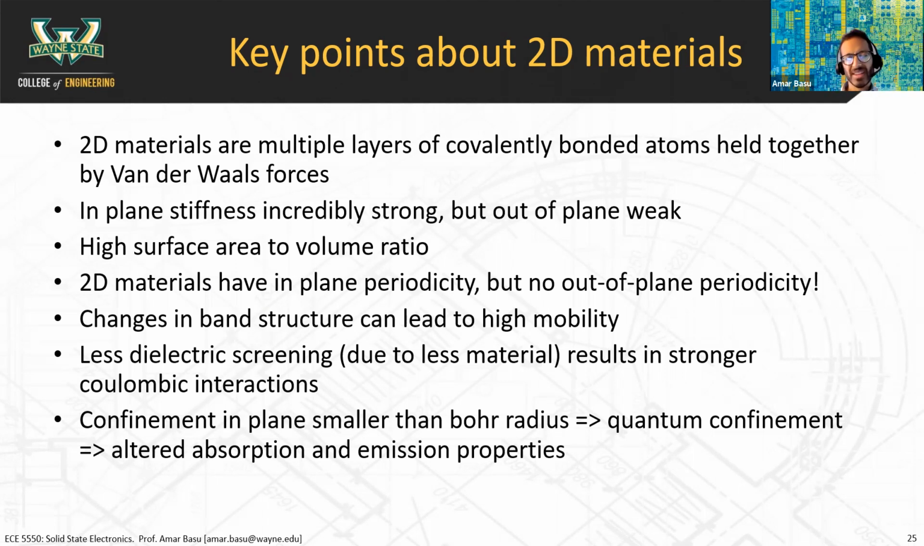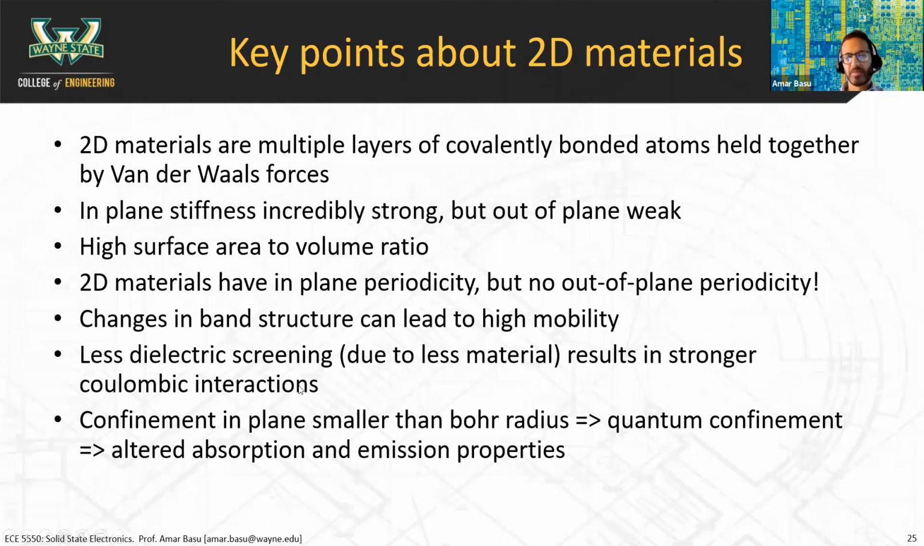So this gives it very interesting band structures. We'll talk about band structures in the next module. And these can lead to high mobility. Mobility we talk about in the third module, but basically mobility is how fast electrons move through the material. When electrons move very fast through a material, that means the material is very conductive. If electrons bump into things and move slowly through the material, that's a lower conductivity material.